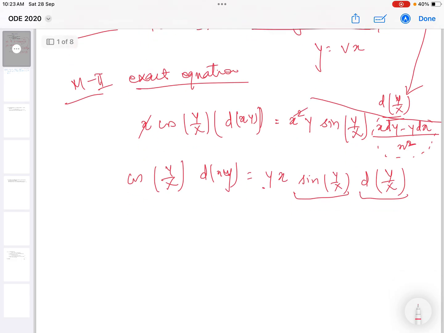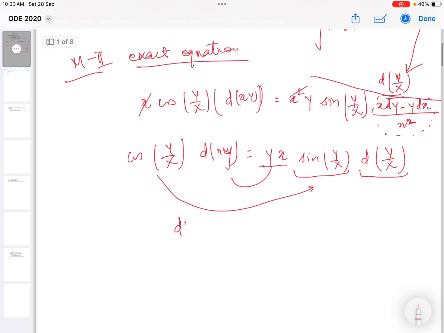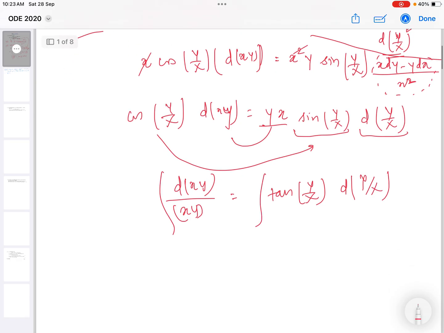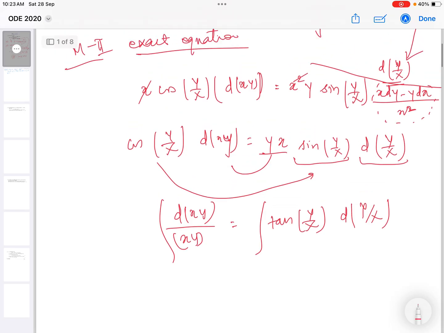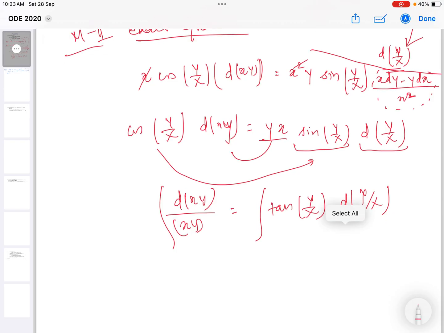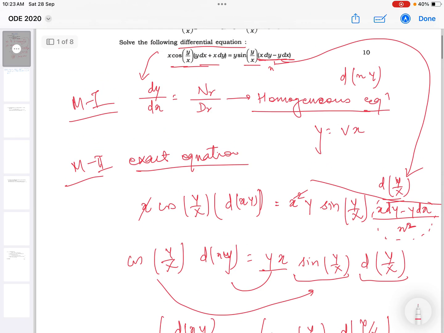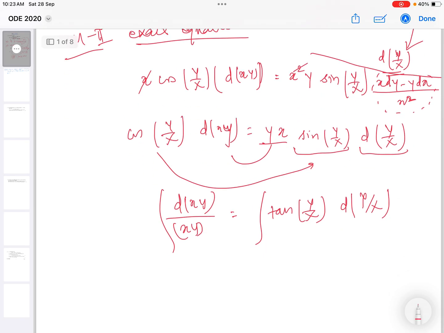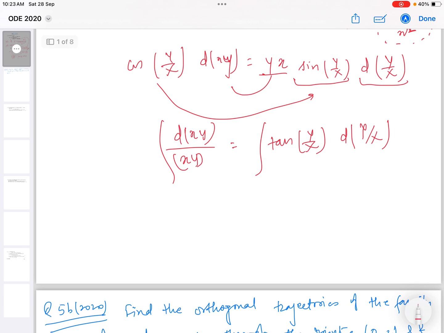So what we can do is bring this to the RHS side. You will find that d of xy upon xy is equal to tan y by x, d of y by x. Now integrate both sides. How did we do this? We observed what kind of format is given, and we tried to make the exact equation. This problem can be done by another method also, as I discussed, but if you are able to analyze this thing, your task will be much easier.